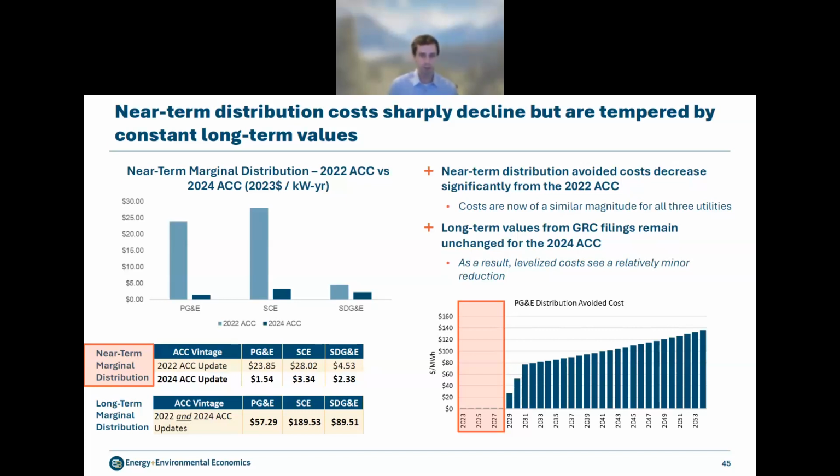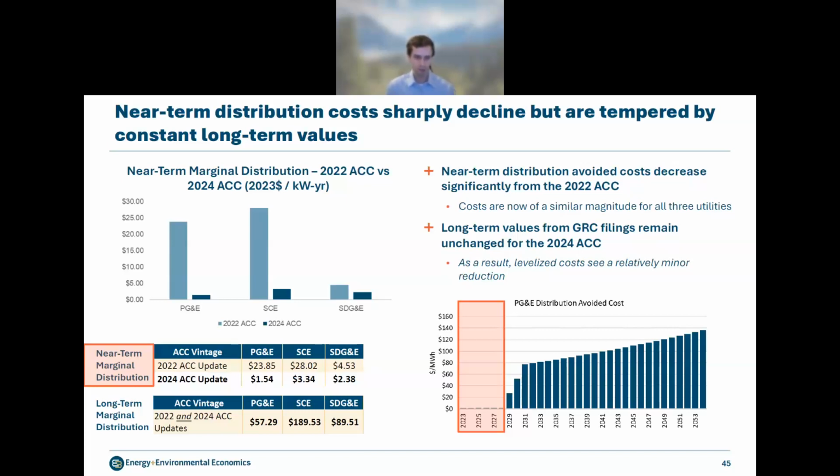However, the longer term cost values, which I mentioned are top down, have been consistently much higher than the near term values, and that's expected. Those have also not changed since the last update. Because these long-term costs are applied to a broader range of years, they have a larger impact on the levelized cost. And if you might recall from earlier slides at the beginning, and I think you'll be able to see very shortly in the societal cost test slides coming up after this, those levelized distribution values haven't actually changed nearly as much because of that weighting.